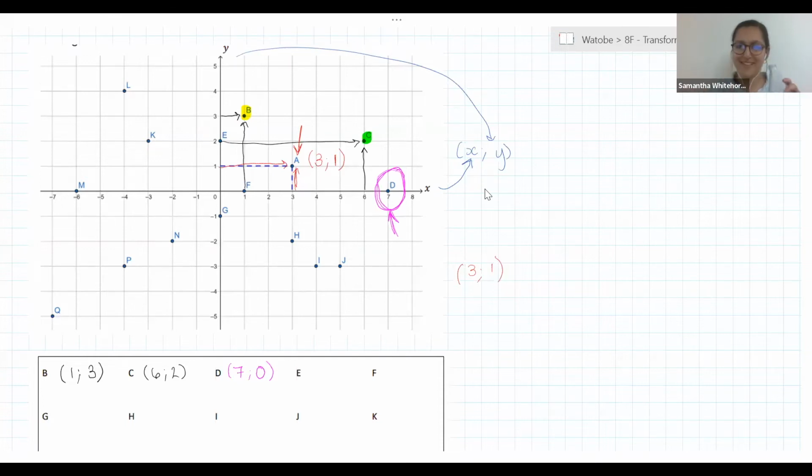Hi, ma'am. Is it possible for the numbers to be the same, for example, 2, 2? Absolutely. As long as you've read correctly off the X and correctly off the Y, they definitely can be the same, yes.